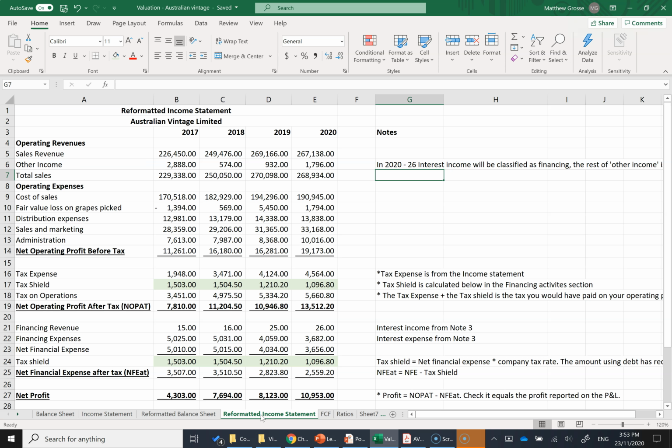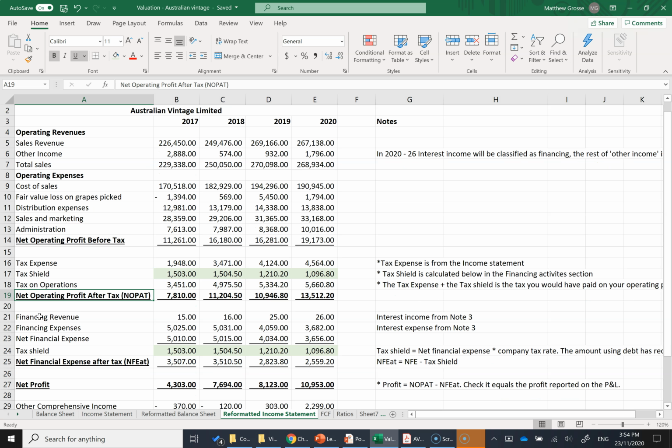First of all, I want to show you the end goal, what it's going to look like when we're done. With the reformatted income statement here, I've got my operating revenues and operating expenses listed, and I then calculate net operating profit before tax. I then minus off the tax expense and get a net operating profit after tax, which we call NOPAT. In this section here, I deal with the financing activities of the business. I've got the financing revenue and financing expenses. I then deal with the tax implications and calculate net financial expense after tax.